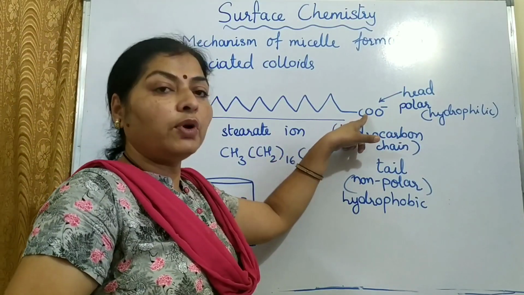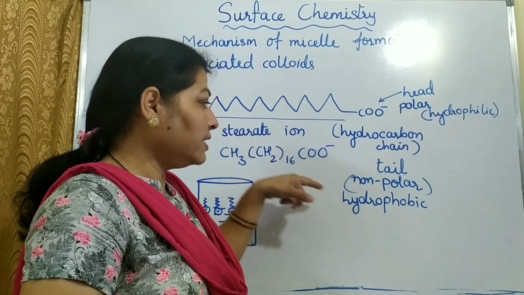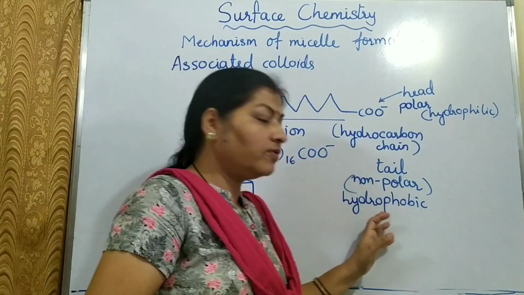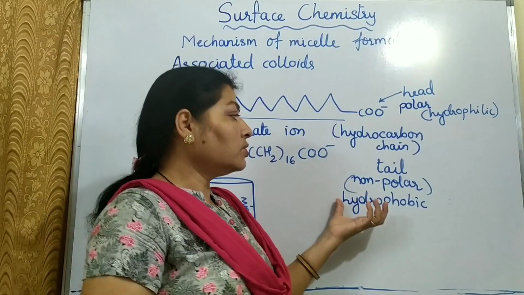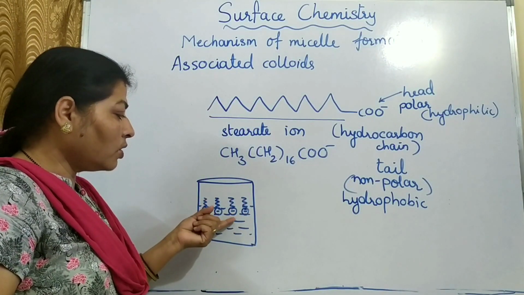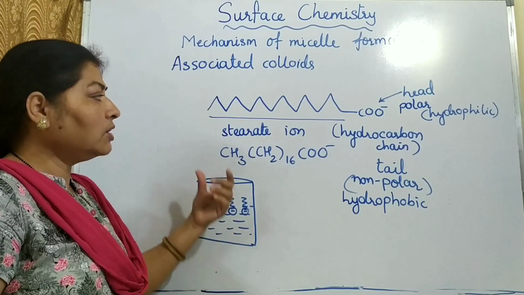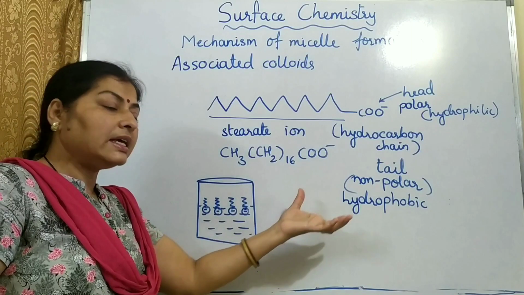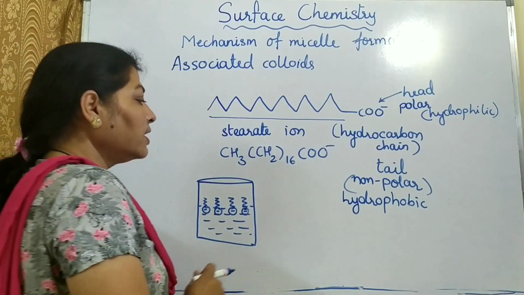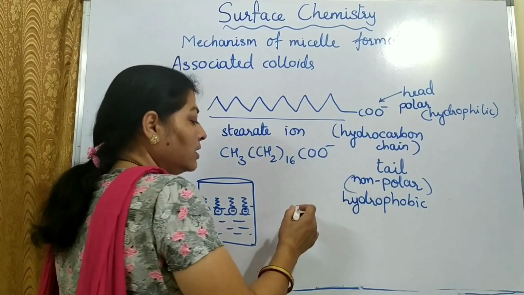The head part is polar in nature, so polar will attract each other, and the tail part is non-polar in nature and it is hydrophobic, means it hates water, so it tries to remain away from water. So at lower concentrations, the soap molecules will behave in this way when they are put into water, means below the critical micelle concentration. Now if the concentration of soap in water increases, then what happens?